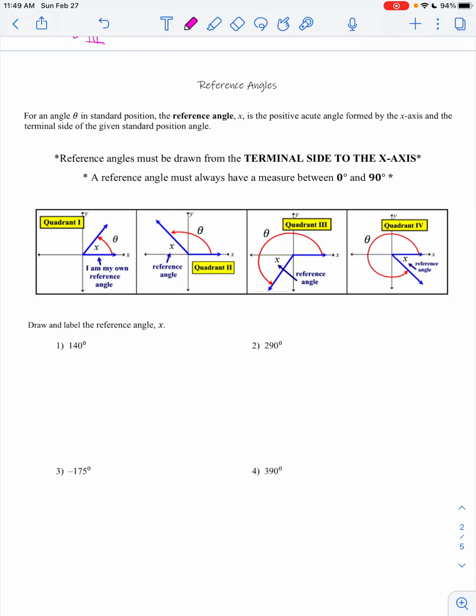Okay, so the next thing that we're going to talk about today are what are called reference angles. Before you figure out what your reference angle is, first you would need to draw the angle measurement that they give you. So let's start with that. So I'm going to set up my axes here, and I'm going to draw these 4 angles. So what I would like you to do is to pause the video and to draw in these 4 angles.